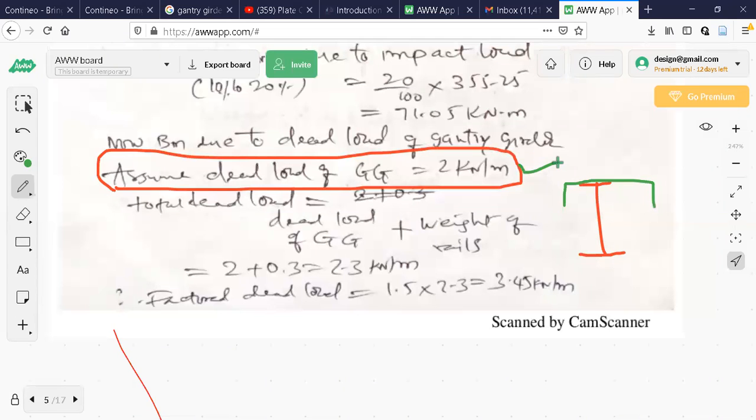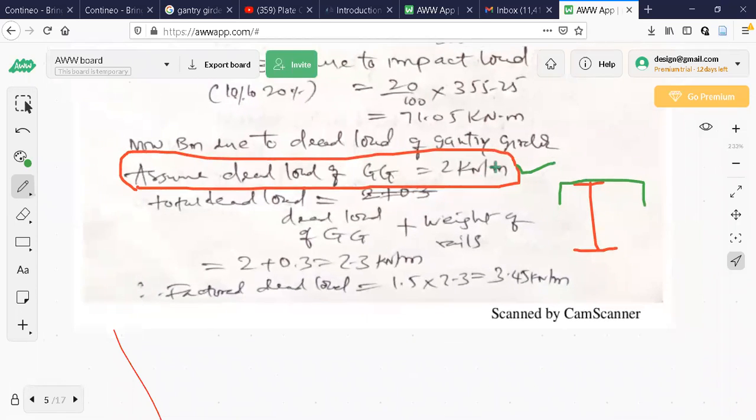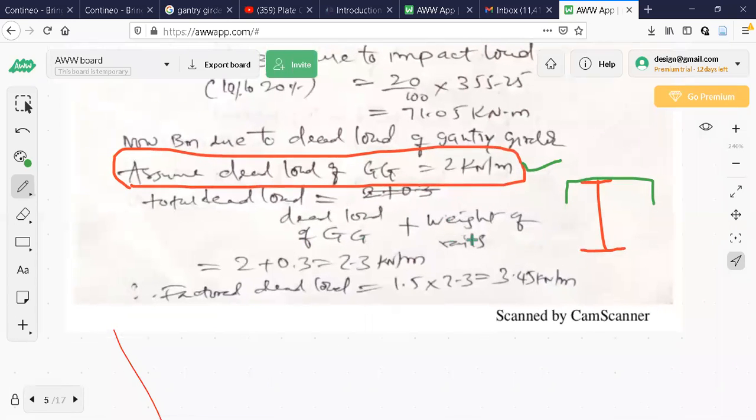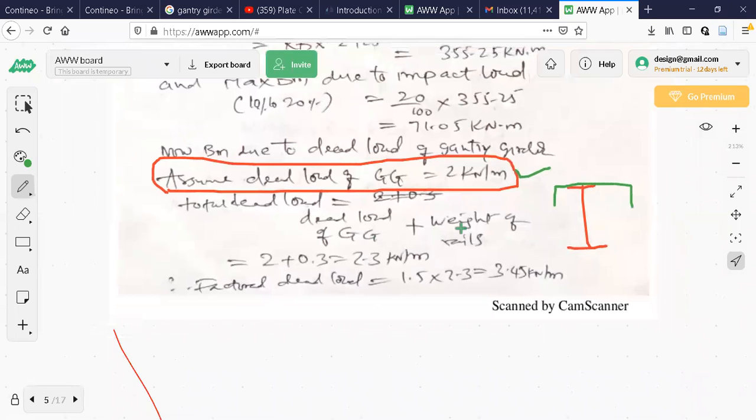If it crosses 3 kN, 4 kN, 5 kN, then you may have to revise the section and redesign the steps. Yes, you have to redesign it, but that is not going to happen usually. So total load is equal to the dead load of the gantry girder plus the weight of the rails. What is the weight of the rails here?